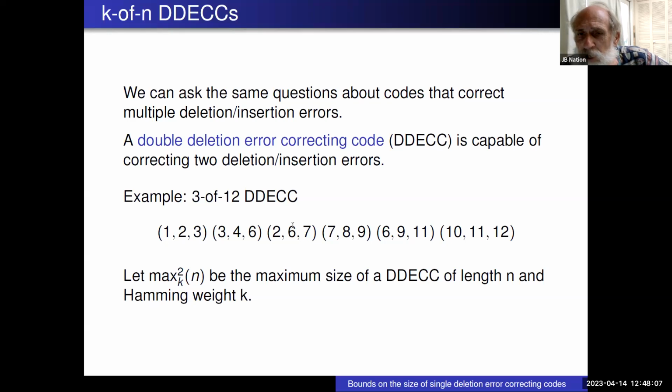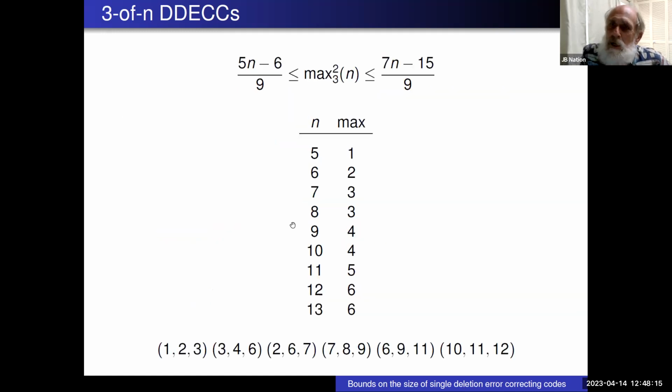If you remove any 2 symbols from here, you get different words. And the estimates, unfortunately, they don't match. So if you go back to what we had before for the 2 of n codes, we had 3/4 n and 3/4 n minus something. Now we got 5/9 and 7/9. The bottom part is probably right. If you look at the code at the bottom, 1, 2, 3, 3, 4, 6, okay.